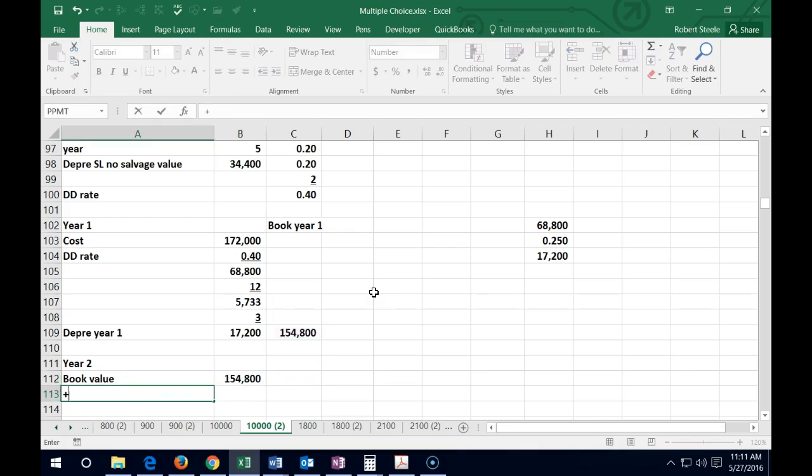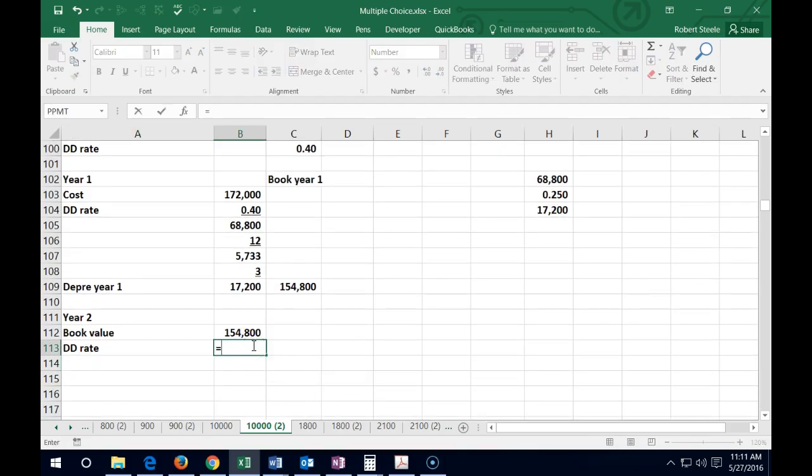Once we get that, we're going to multiply that times the double declining rate, which is the same as it was last time. So that's 0.4 here. So I'm going to go ahead and add the decimals, 0.40, and underline that. And if we multiply that out, then now we have the 154.8 times the 40%, 0.4. And that gives us the depreciation for year 2.